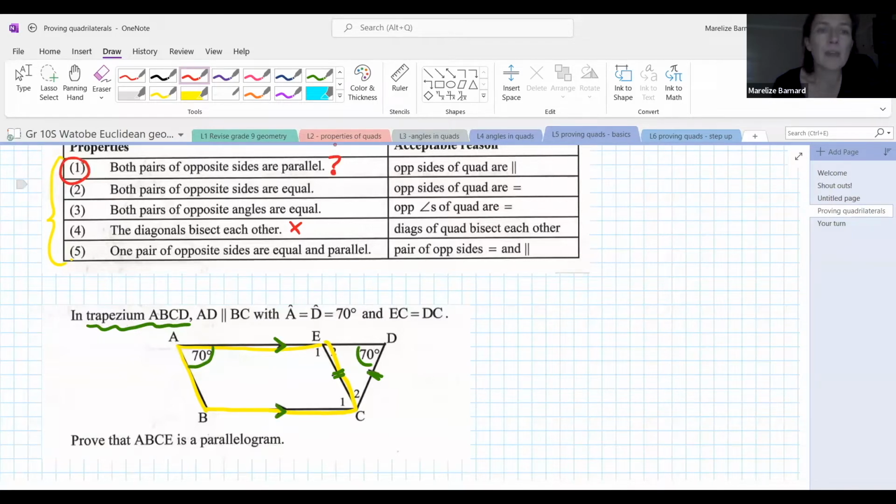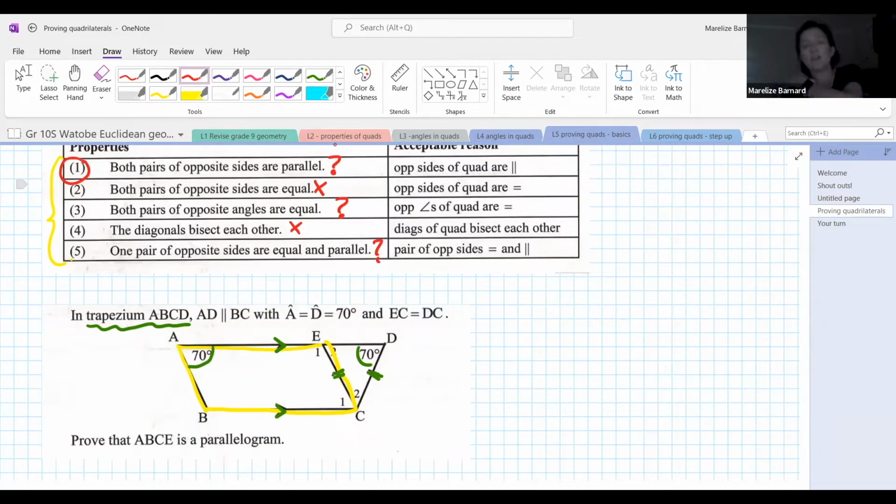Both pairs of opposite sides are equal. I think this one is going to be hard because we don't have any sides equal. We don't know that AE is equal to BC. We only know that EC is equal to DC, and they've got nothing to do with our parallelogram, really. So I would say this one is also going to be difficult. Both pairs of opposite angles are equal. Maybe we can do that one. And then one pair of opposite sides are equal and parallel.